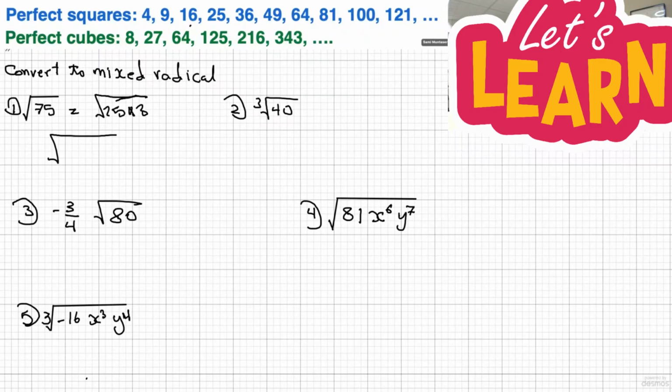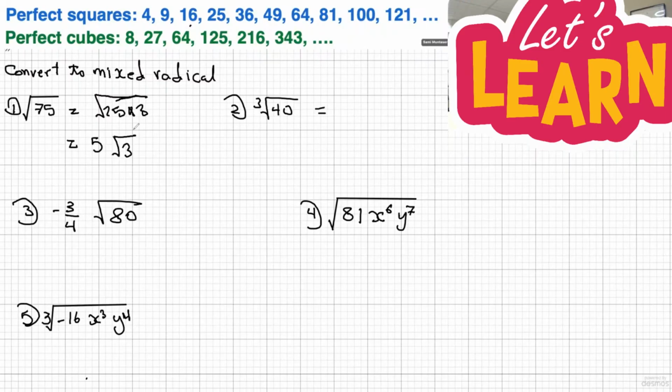So next, once you do that, we change this to 25 times 3. Now I know the square root of 25 is simply 5, so that's not under the square root anymore. But the 3, I don't know what the square root of 3 is, so that's just going to stay as the square root of 3. Okay, we'll go to question 2.